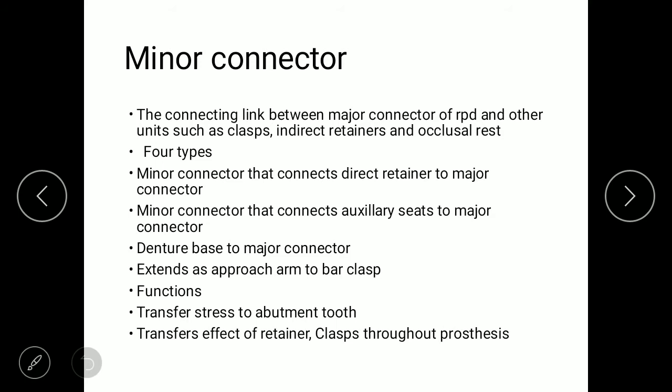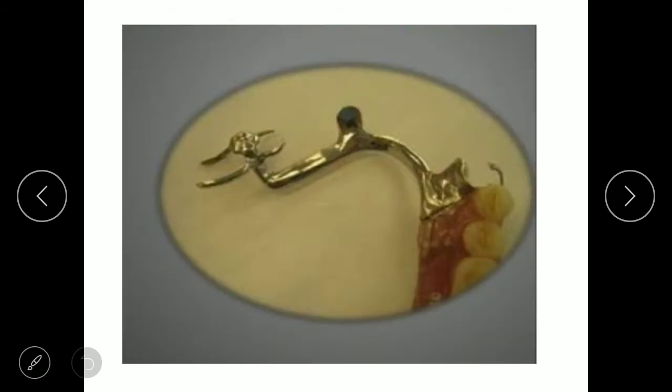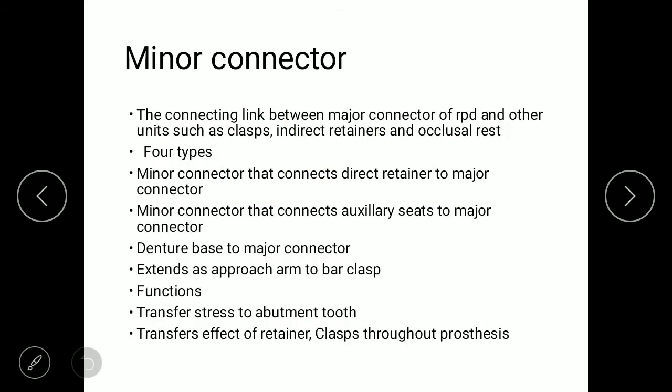The next one is minor connector. It is defined as a connecting link between the major connector of RPD and other units such as clasp, indirect retainers, occlusal rest. There are four types of minor connectors here. The first one connects the direct retainer to the major connector. Next is auxiliary seats to the major connector. Third is denture base to the major connector. Fourth extends as an approach arm to bar clasp. Functions of minor connector: they transfer the stress to the abutment teeth and also transfer the effect of the retainer clasp throughout the partial denture.